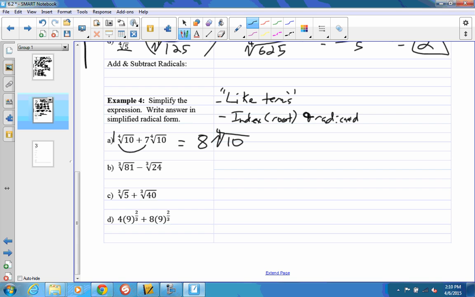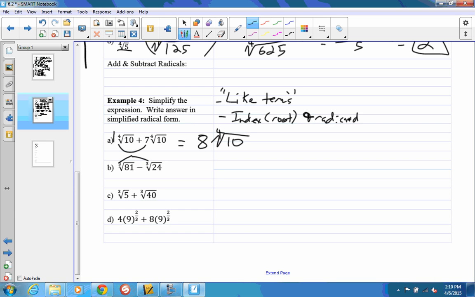Not the answer. They're all like that, right? If your index isn't the same, we'll talk about that much later. We're not going to worry about that. But if your radicand isn't the same, you need to make them the same, guys. So my indices are the same here, so I've got something to work with. I can't just subtract, though, right? I need to make this so they're all talking about the same term.